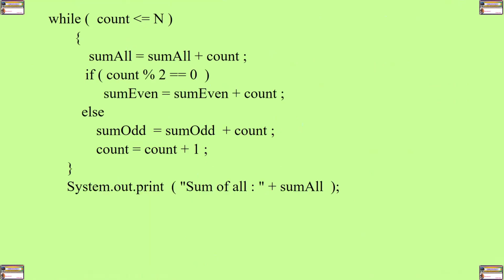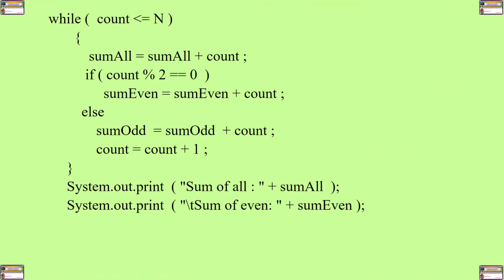The sum of all is, the processor will pick what is in the memory location called sum and display it on the screen. So the statement will look on the screen like sum of all. Maybe if the sum of all is 50, it will say sum of all 50.